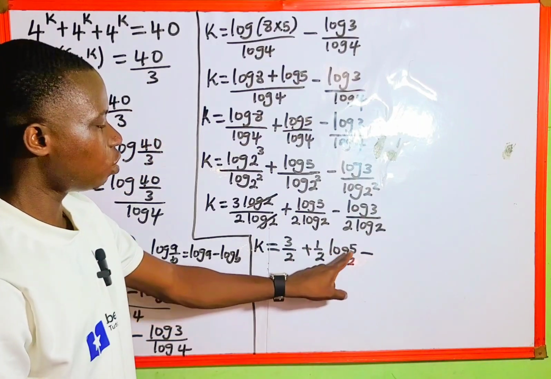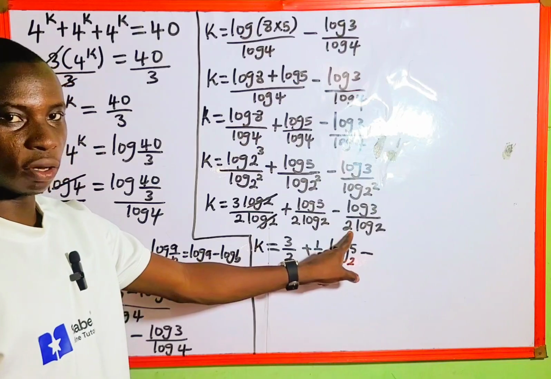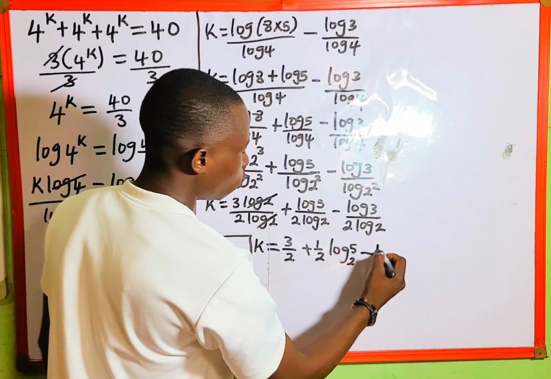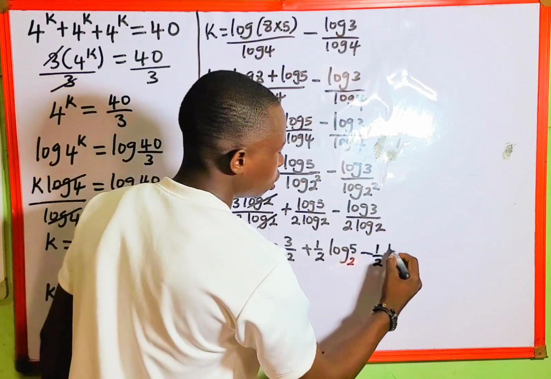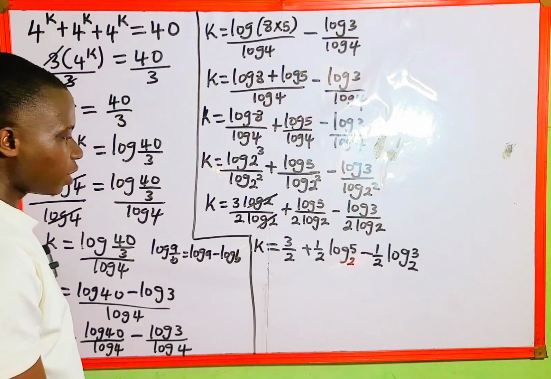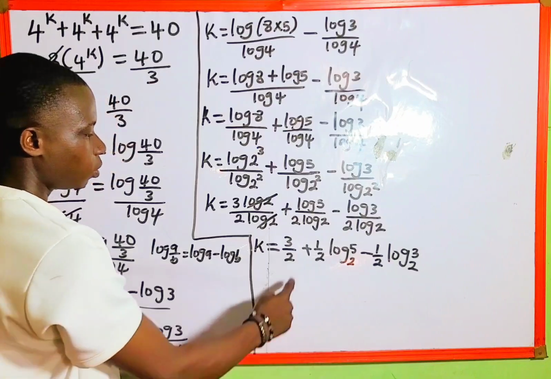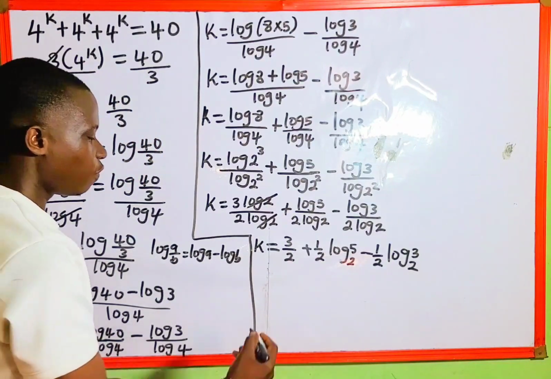Plus 1 over 2 log 5 to the base of 2 minus, also we need to factor out this 2. It's going to be what? 1 over 2. Then log 3 over log 2 is the same as log of 3 to the base of 2. So finally, as you can see, we have something in common: 3 over 2, 1 over 2, 1 over 2. So therefore, we can factor out 1 over 2.